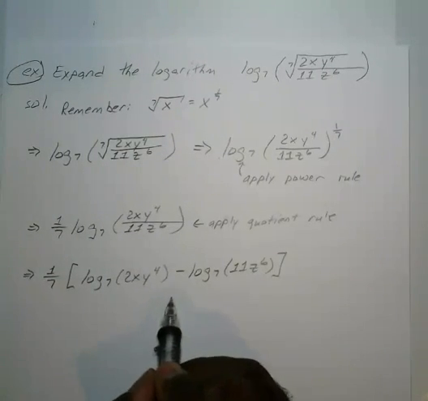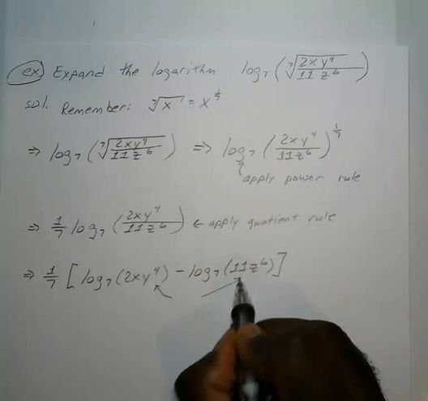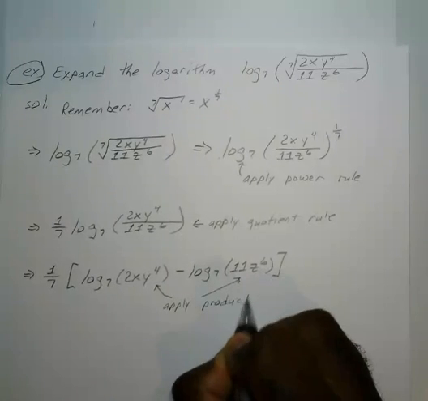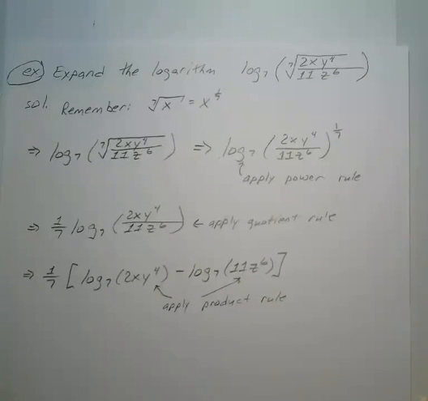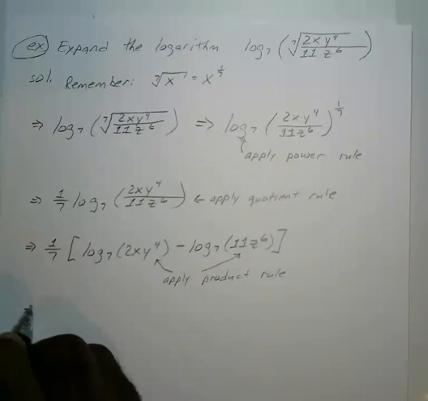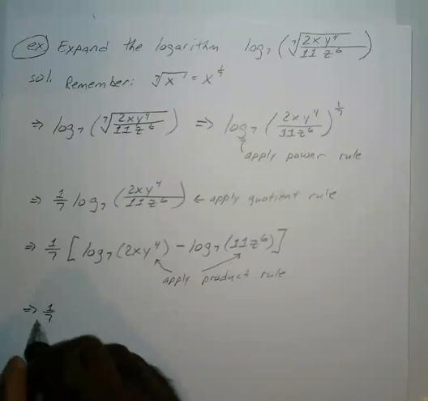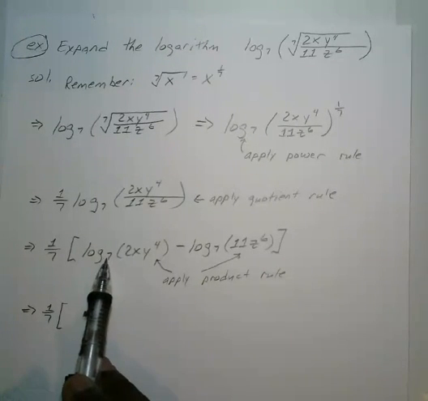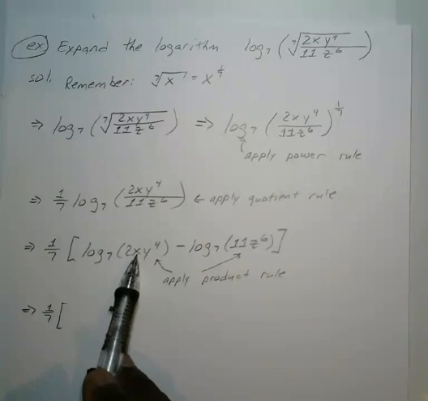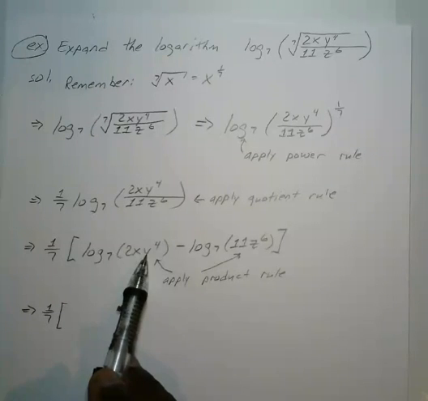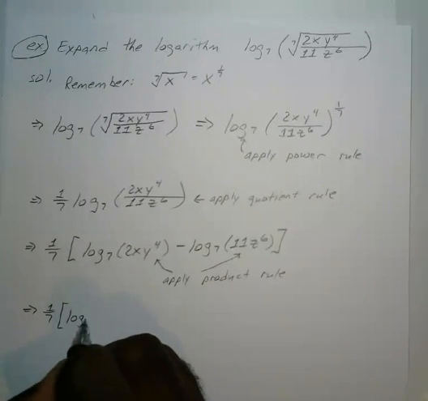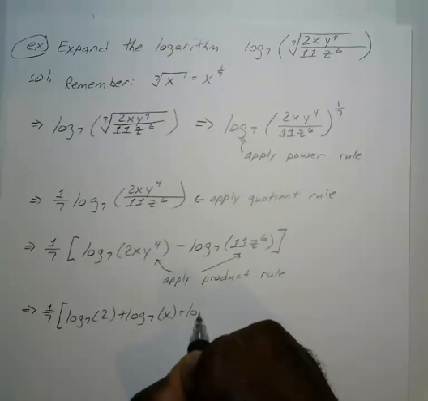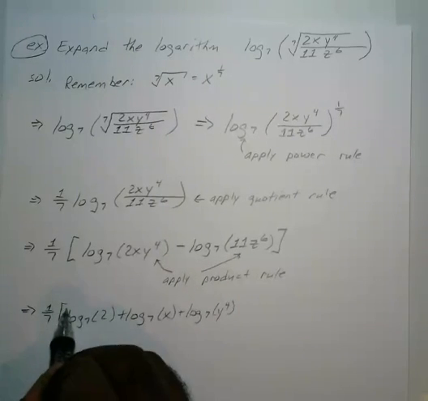All right. Now here, if you notice, each of these are multiplication. So we're going to apply the product rule inside of there. Okay. So that means we have our 1/7 times, that should still fit. We have log base 7 of 2 plus log base 7 of x plus log base 7 of y to the 4th. So we have that.